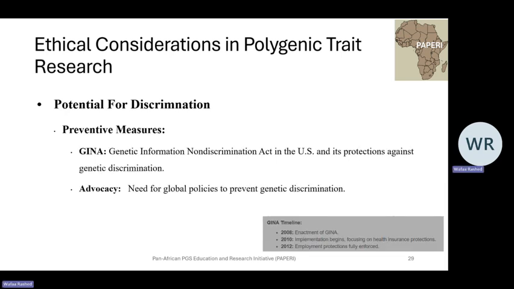As a preventive measure, there is GINA, the Genetic Information Non-Discrimination Act, in the USA. The enactment of this act was in 2008 and it became effective in 2012. It protects against genetic discrimination. Also, there is advocacy for the need for global policies to prevent genetic discrimination.